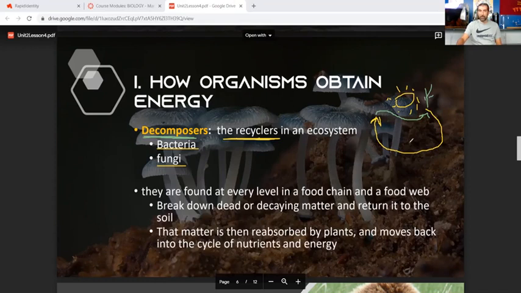It can get back to a plant, and they're everywhere in an ecosystem because everywhere something dies. So decomposers are constantly getting nutrients back into the soil so that it can be reabsorbed by a plant and go back into the cycle. They're found at every level in a food chain. They break down dead or decaying matter and return it to the soil. Then that matter is reabsorbed by plants and moves back to the cycle of nutrients and energy. That's basically what I just drew. All right.